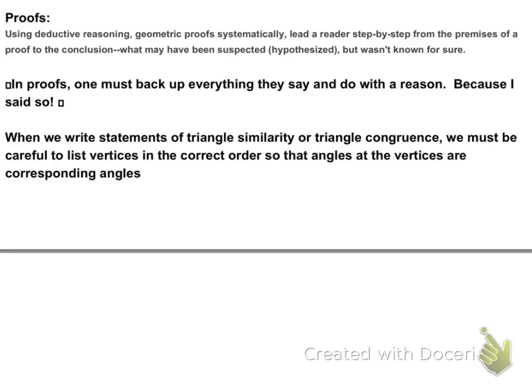What may have been suspected, hypothesized, but wasn't known for sure. A proof, guys, is going to say, hey, take this information and prove to me that this is true. I'm basically telling you when they do that, there's a way to make it happen. And so what you need to do then is do a single step and then give a reason of why you can say it. It says, in proofs, one must back up everything they say and do with a reason, because I said so.